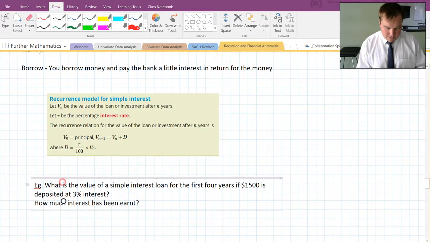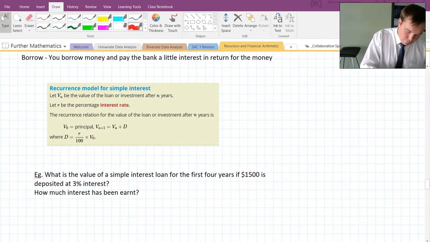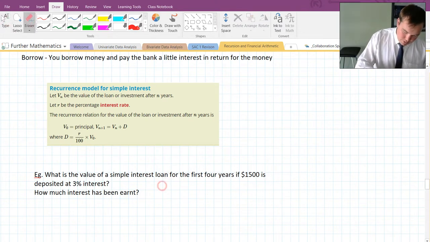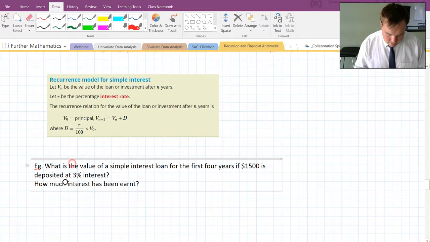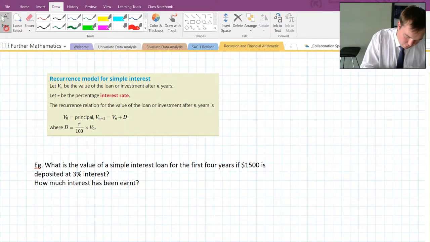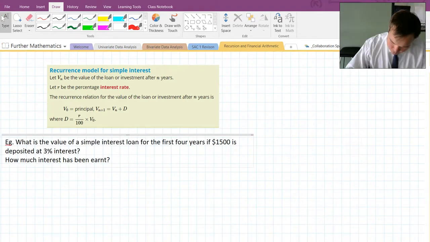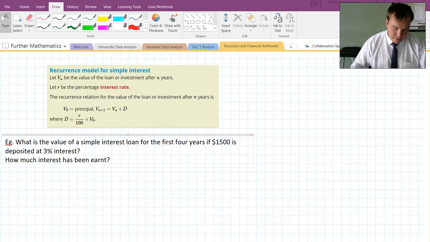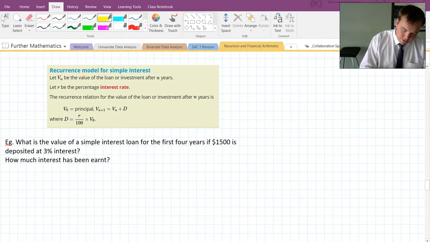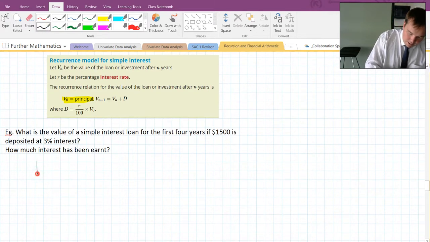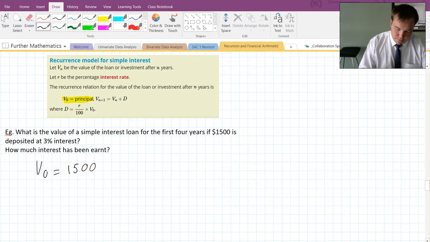Alright, so the question here is, what is the value of a simple interest loan for the first 4 years, if $1,500 is deposited at 3% interest. So, using recursion to do this, we can use this guideline here. The initial value is the principal. Principal meaning the amount we put in the bank in the first place. So here, our initial value is $1,500. That's the amount that's been borrowed.